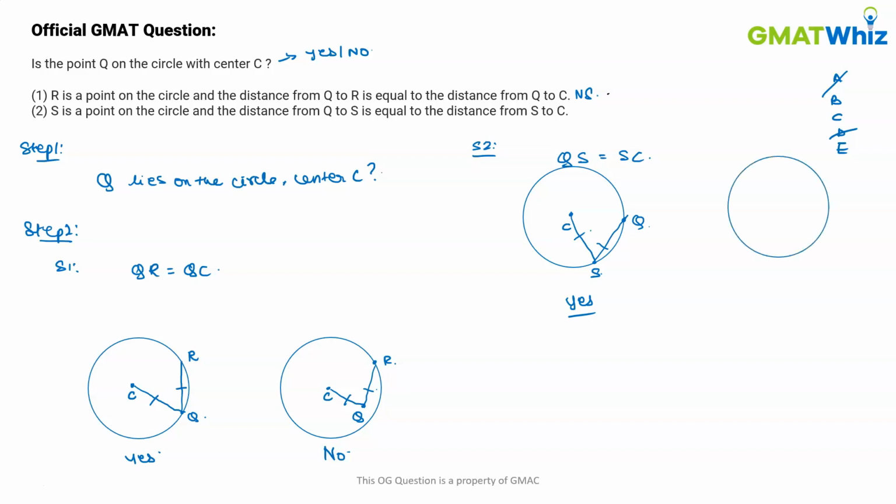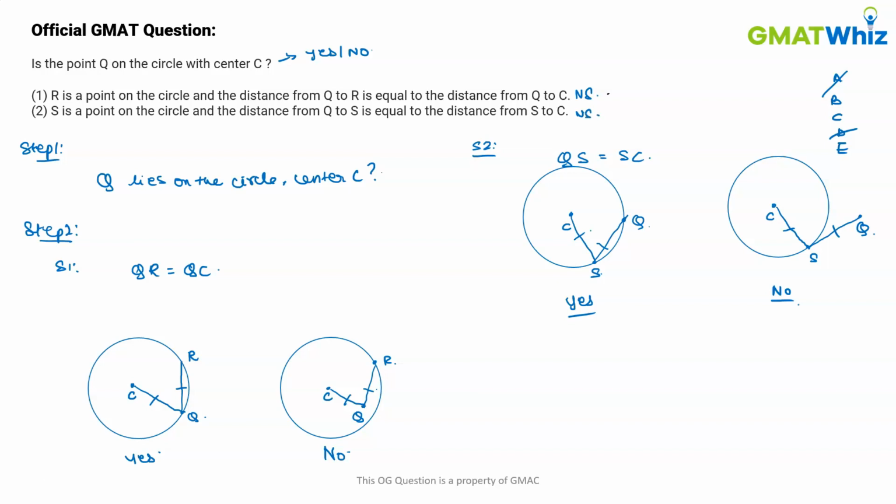Let's take another scenario. C is the center, S lies on the circle, and let's take a point Q outside the circle, such that SC is equal to QS. But here Q does not lie on the circle, so we can answer the question with a no, and hence this makes statement 2 also not sufficient.